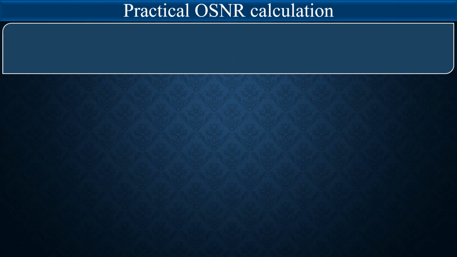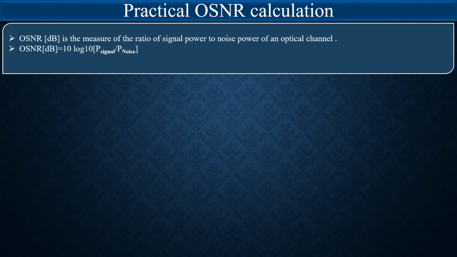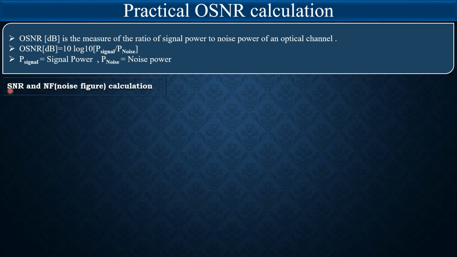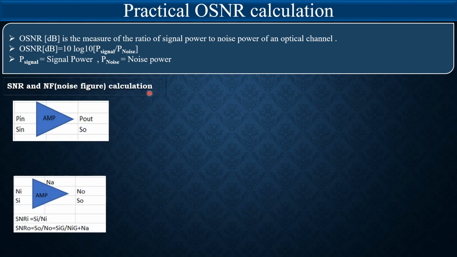So, practical OSNR calculation. We can see how the OSNR value is actually calculated. We have discussed this formula: P is equal to signal power, P noise is equal to noise power. You can see SNR and NF calculation.